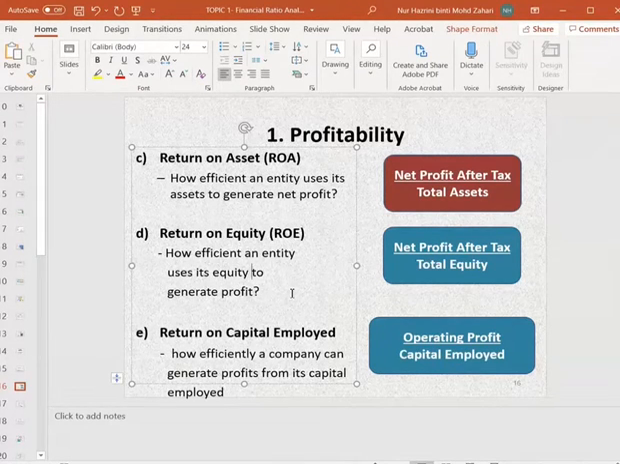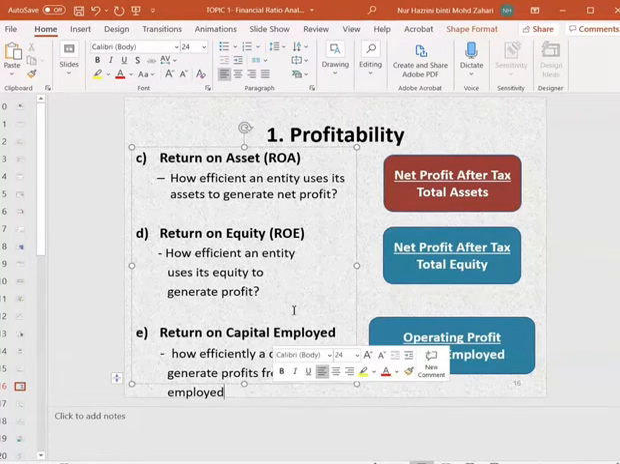So here we want to see how efficient we are in using our capital and the profit that we roll over every year to generate the profit that year. That's what we want to see in the return on equity. For this, you need the income statement because you need the net profit after tax, and you need the balance sheet because you need the total asset and total equity.